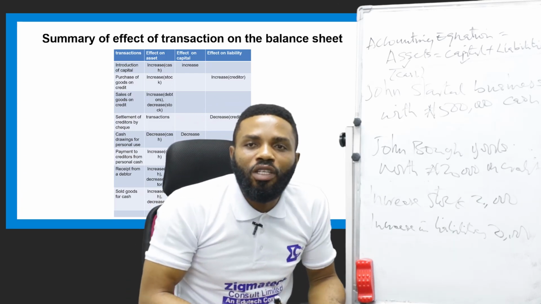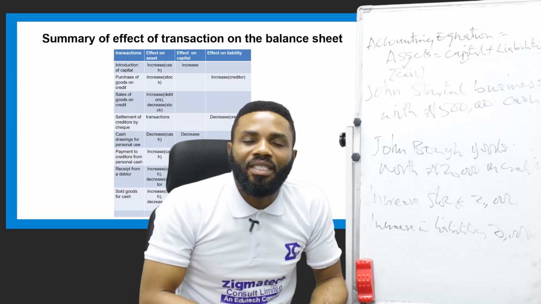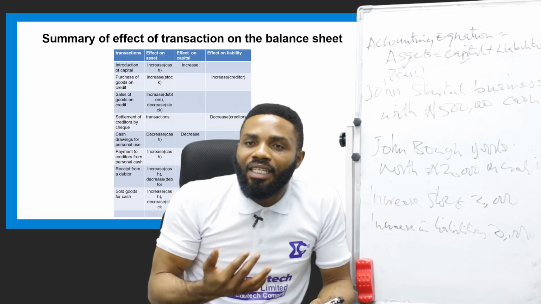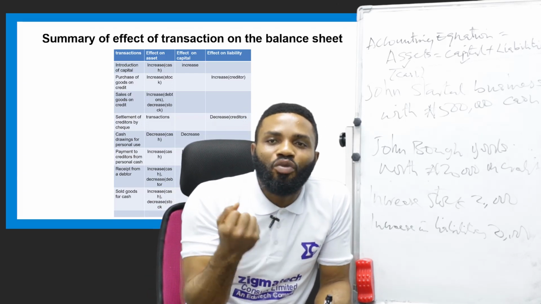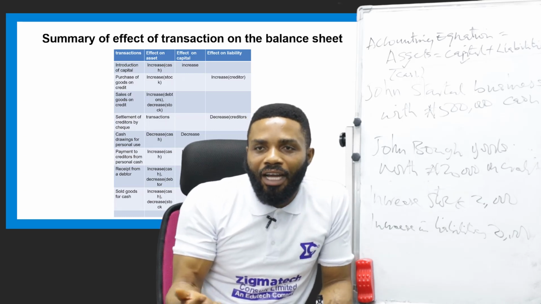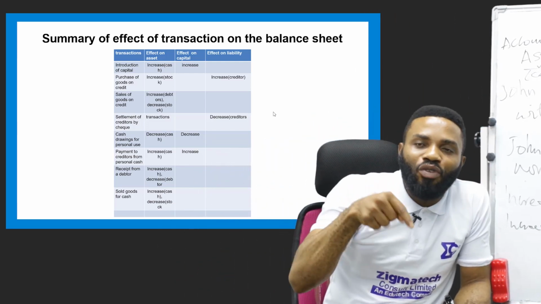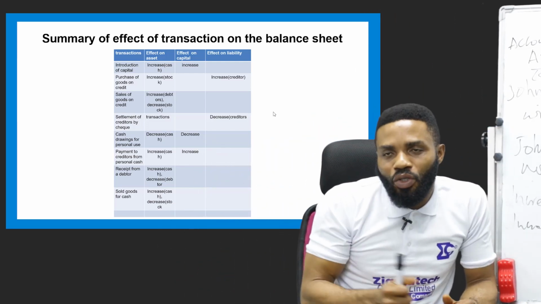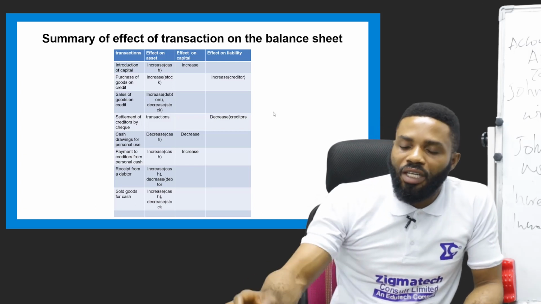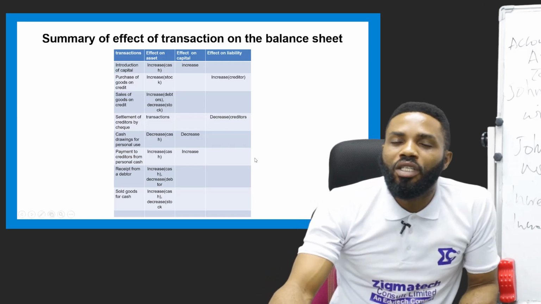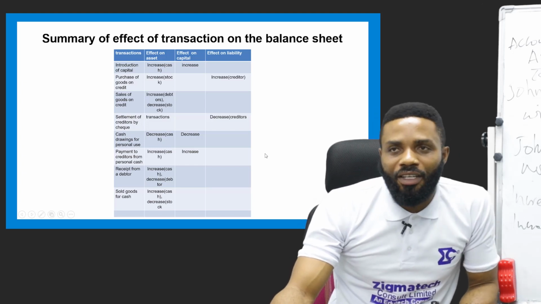And then cash drawings for personal use. When you take money from the business for your personal use, if it is cash, it will reduce the cash. That is why you see decrease here. And then it will also decrease your capital. The money you introduce into the business will also be affected. Payment to creditors, just take time and go through the table, and you will appreciate the effect of transactions on the balance sheet.